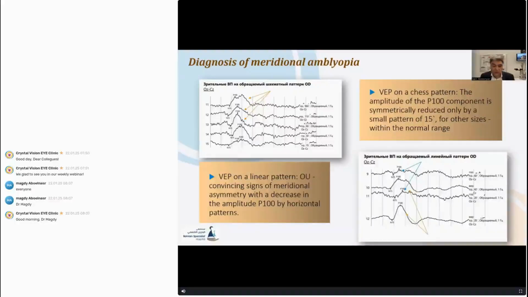meridional amblyopia is a complication of uncorrected astigmatism of more than 1.5 diopters. There is selective deprivation of visual stimuli that have a certain spatial orientation.